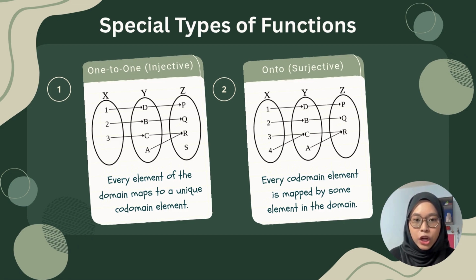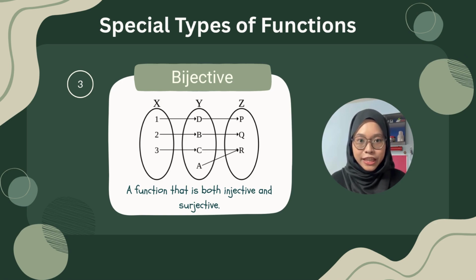Every element in the codomain is used. That means for every output in set B, there is at least one input from set A. The third one is bijective. A function is bijective when it is both one-to-one and onto. This means there's a perfect one-to-one matching between domain and codomain.